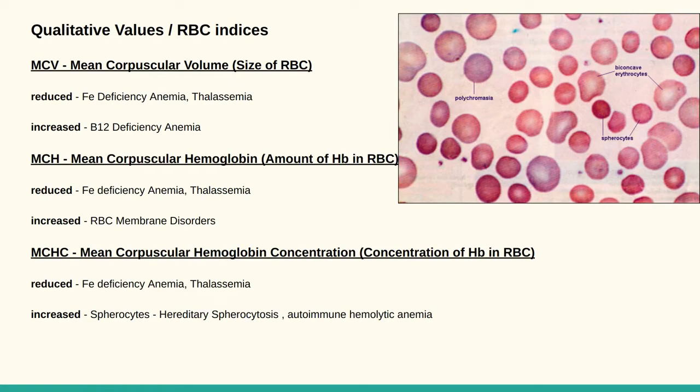All three of these values can decrease in iron deficiency anemia and in thalassemia. MCV can increase in B12 deficiency anemia, and MCH can increase in RBC membrane disorders or pathologies. MCHC can increase in hereditary spherocytosis or autoimmune hemolytic anemia. In hereditary spherocytosis, as shown in this diagram, you can see spherocytes in the blood sample that would indicate hereditary spherocytosis with increased MCHC.